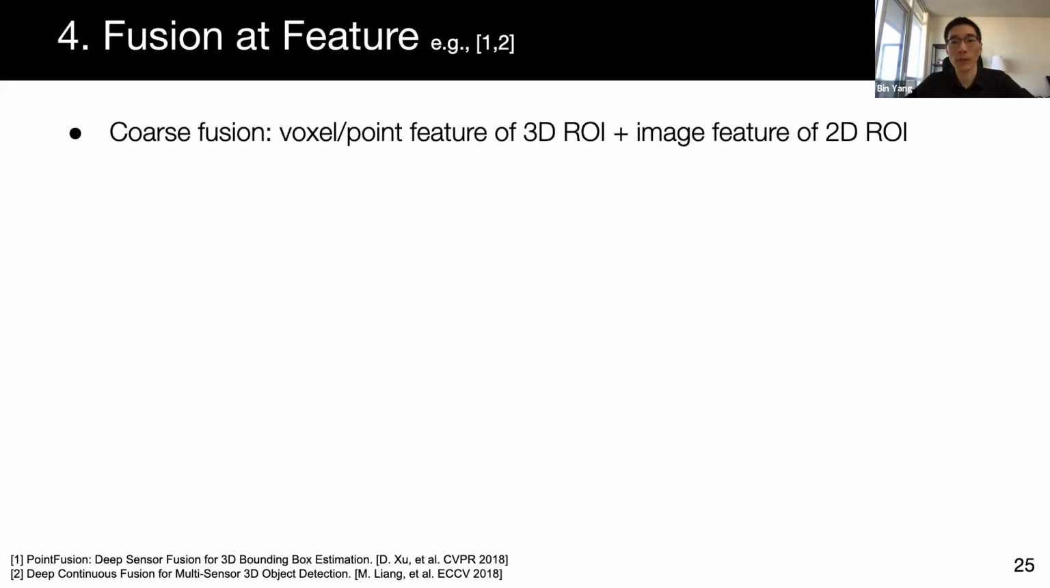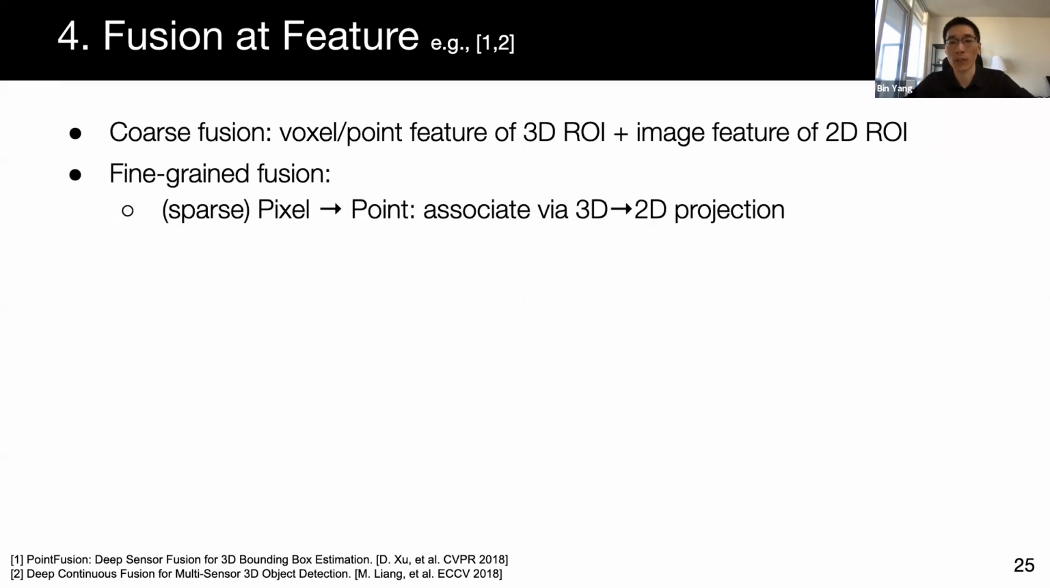A more promising direction for sensor fusion is to fuse at the feature level. Here, we can perform either coarse ROI-wise feature fusion or dense pixel-wise feature fusion. For ROI fusion, we project the same object ROI to 2D and 3D respectively and combine their features together. This is usually performed as the ROI pooling layer within a two-stage object detection framework.